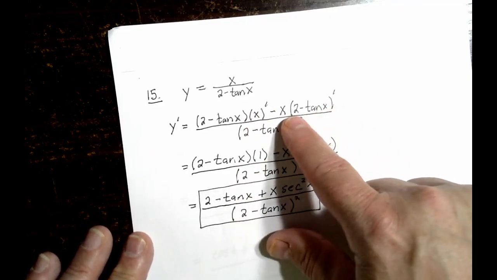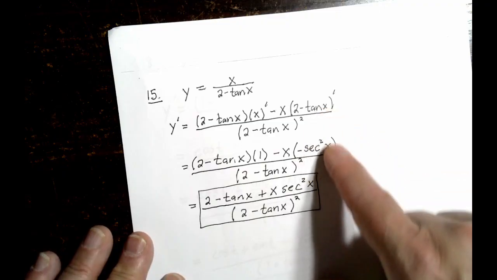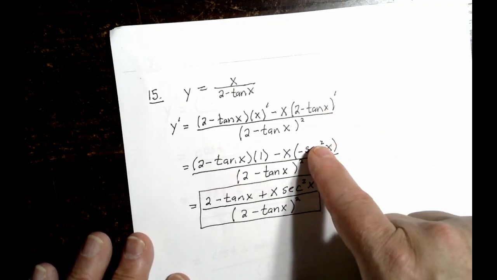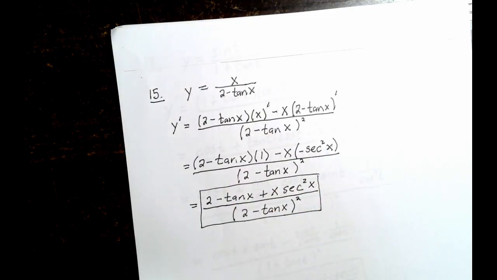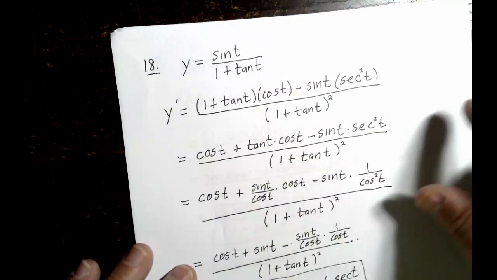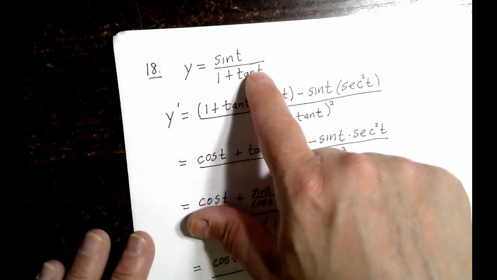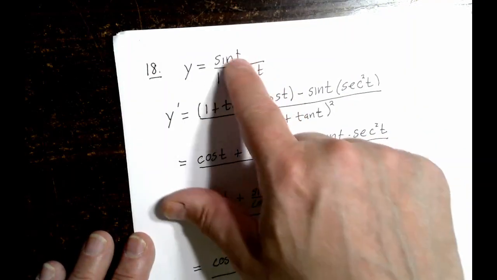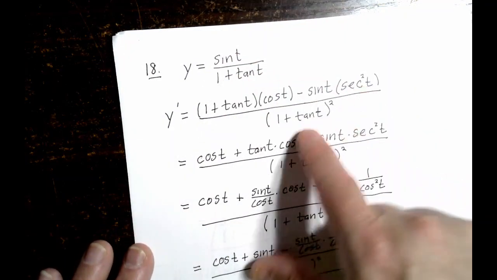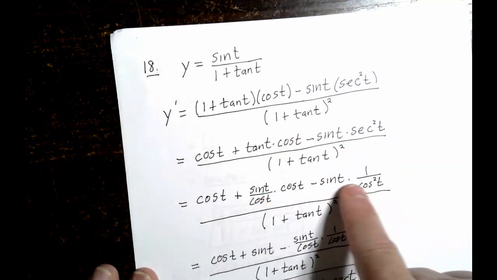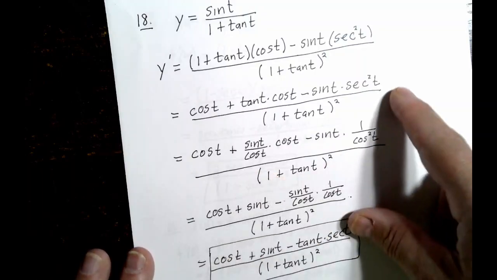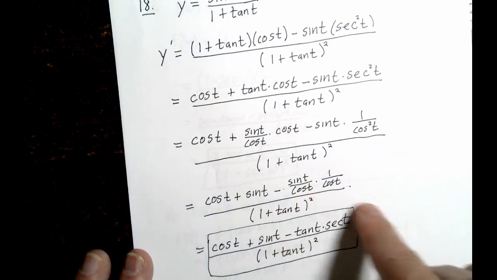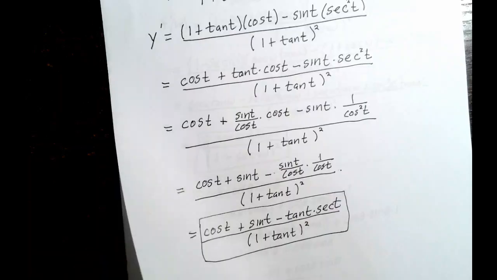Derivative of this one, the derivative of 2 is 0, but derivative of tangent is secant squared, but it's got a negative in front. And you can multiply everything out, and that's about as simple as you can make it. Here you're using the quotient rule again, so you got the bottom times derivative of the top minus the top times derivative of the bottom over the bottom squared. And you multiply everything out. And you can write tangent in terms of sine over cosine and secant in terms of cosine, and it helps to simplify things down a bit, but I don't know, not much.